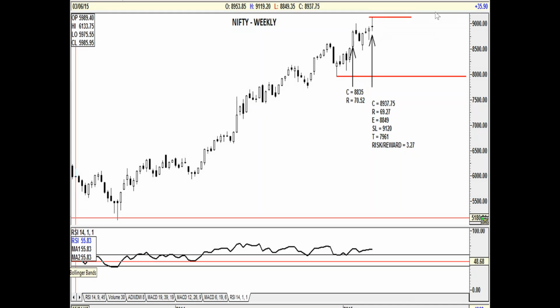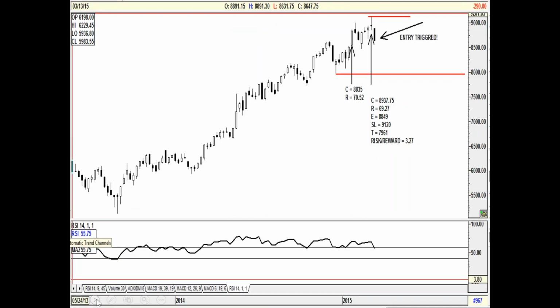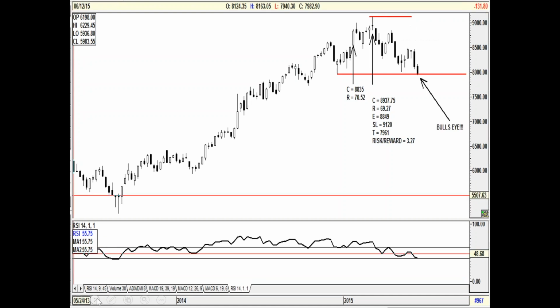Now, when Nifty is trading at 8937 levels, suddenly you are attending my seminar, and in that seminar I tell you that Nifty can retest 7961, the first thing in your mind will be he has gone nuts. Entry triggered. You hit the bullseye.